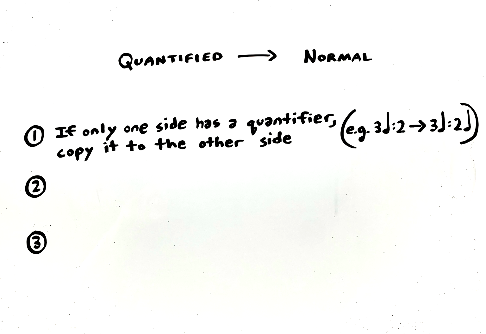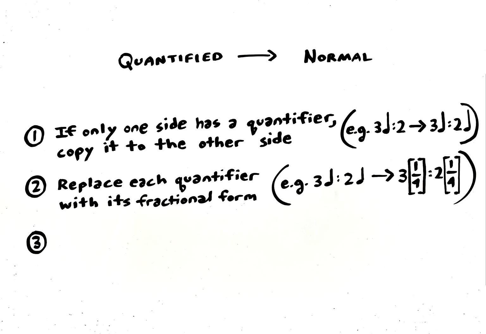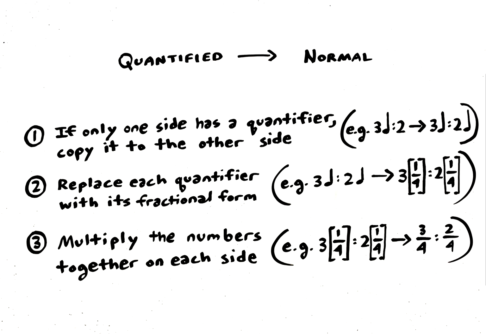To convert a quantified tuplet into a normal tuplet, follow 3 steps. Step 1. If only one side has a quantifier, put that quantifier on the other side as well. 2. Replace each quantifier with its fractional form. 3. Multiply the numbers together on each side. For example, here we have a tuplet value indicating 5 dotted quarter notes in the place of 3 half notes. Both sides have a quantifier, so we can skip step 1.